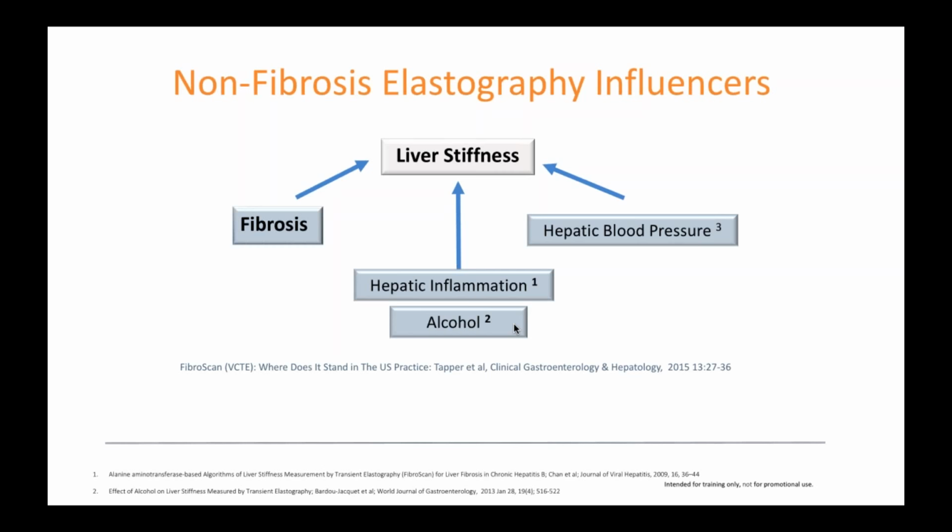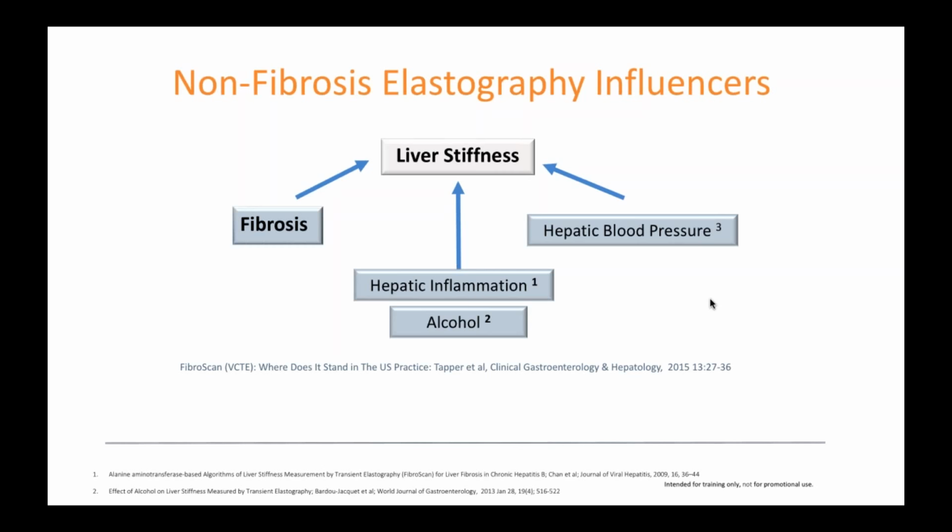Now, to some extent, the inherent inflammation in these diseases we've talked about are baked into those threshold values. However, if you have a patient with viral hepatitis and they're having a significant inflammatory flare-up, the inflammatory component would be more pronounced, and you should probably keep that in mind when you're interpreting the study, as per the guidance of NAFLD. Finally, hepatic blood pressure is an influencer.